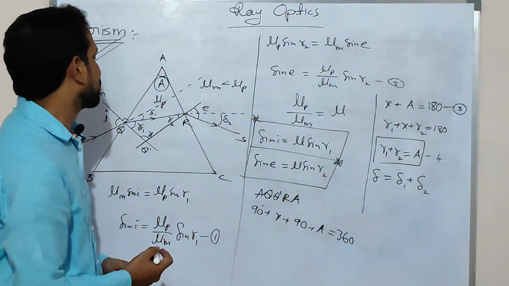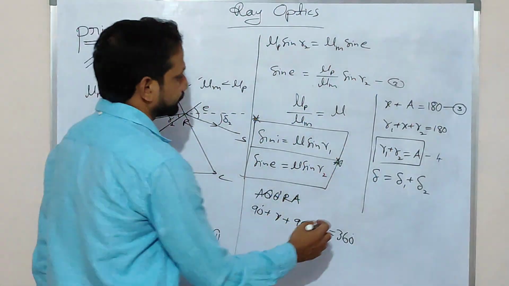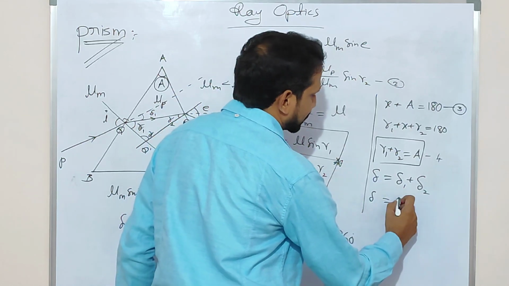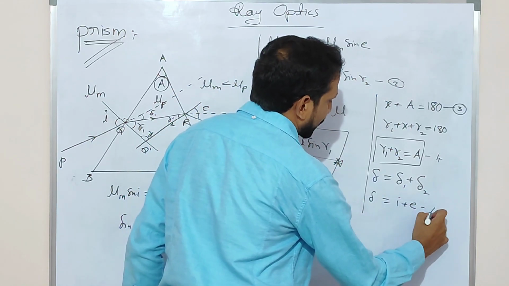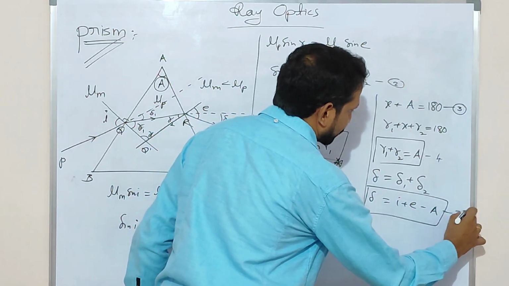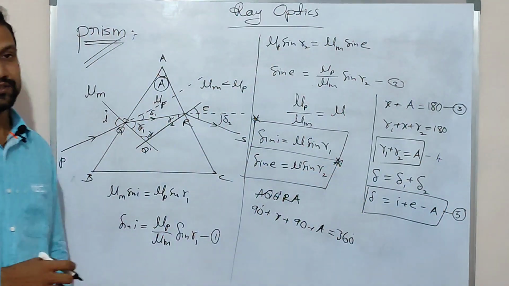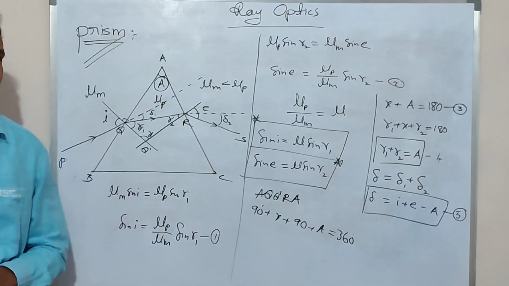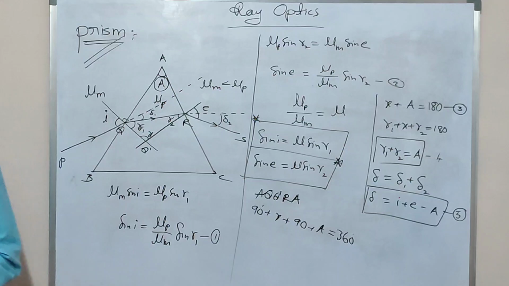Okay, and the general formula here: the total deviation, if you apply delta 1 plus delta 2, you will get I plus E minus A. This is one more important equation, say this is the fifth equation. Okay, so using all this we can solve any problem regarding the prism. I hope you got it.